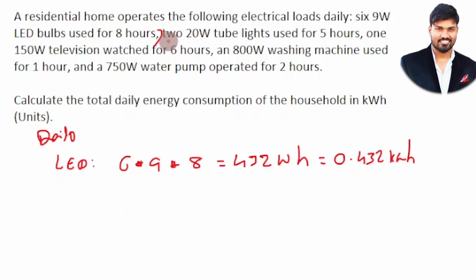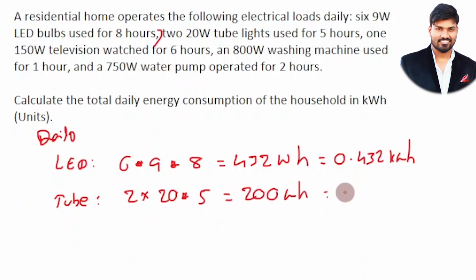See, look at this, it's not 220, we have 2 tube lights and each one is 20 watts and used for 5 hours. So tube lights, this is also lighting. So we have 2 such things, each one is 20 watts and they are running for 5 hours. So 2 into 20, 40, 40 into 5 is 200 watt hour. So this is 0.2 kilowatt hour.